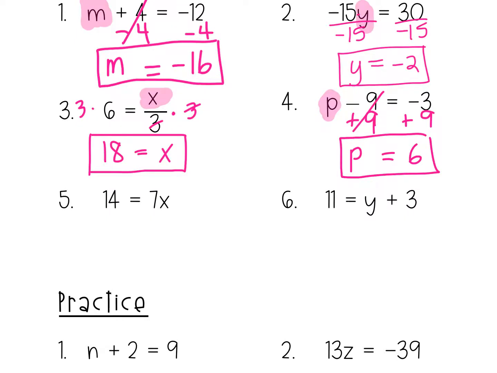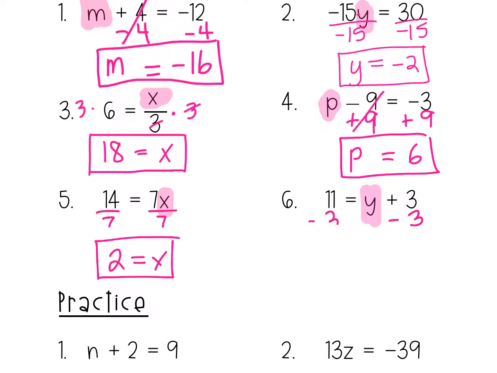Number 5, 14 equals 7x. Again, I'm trying to get the letter by itself. So since it's being multiplied by 7, I'm going to divide by 7. 14 over 7 is the same as 2 equals x. And the last example here, 11 equals y plus 3. I want the y to be all alone at the end. So we are going to subtract 3. And what I do to one side, I have to do to the other. 11 minus 3 gives me 8 equals y.